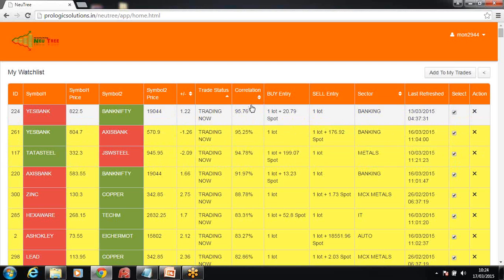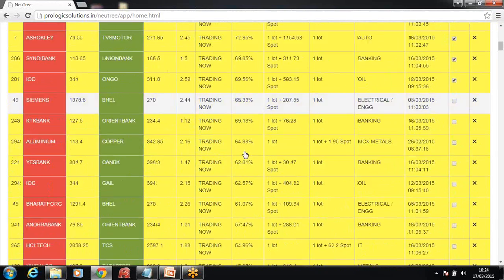And you can see that I have this correlation for Yes Bank and Bank Nifty at 95%. That's a good one. Yes Bank and Axis Bank I have 95.25%. That's very good. Likewise, I have it for other scripts also. So I will stop somewhere at 70%.